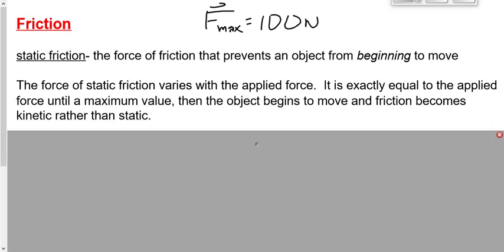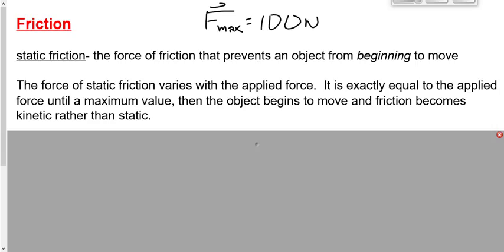Oh, but wait. I push with 101. What happens now? The desk starts moving. How come? Because static friction, that stubborn force, gave up at 100. The hardest static friction could push with is 100 in this particular example. If I push with 50, it pushes with 50. If I push with 90, it pushes with 90. If I push with 100, it pushes with 100, and nothing happens. But if I push with 101, static friction says, I give up.